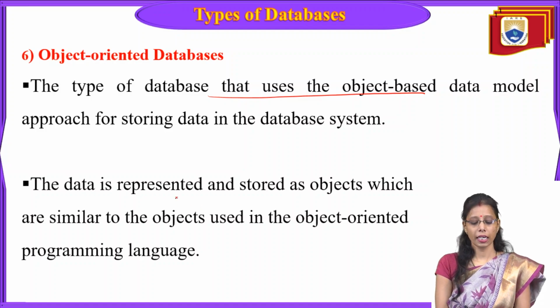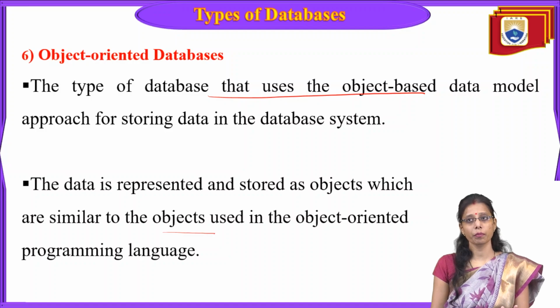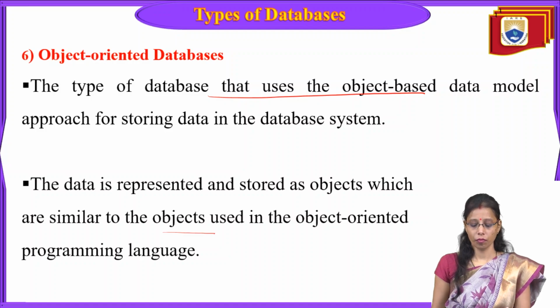The data is represented and stored as objects, which are similar to the objects used in object-oriented programming languages. So object-oriented databases are a type of database stored as an object-based data model, used for storing data in the database system.